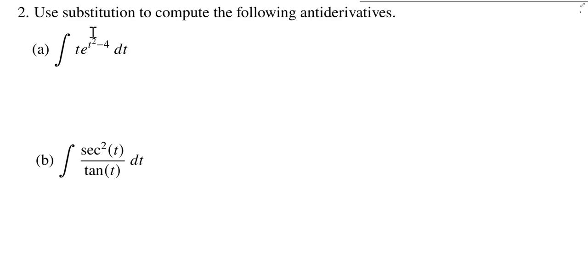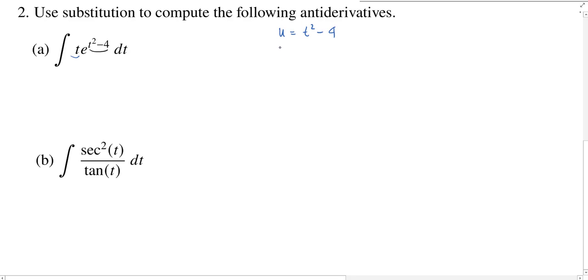When I look up here, I see a t squared minus 4, and I know that the derivative of t squared minus 4 is 2t. And I can see, well, almost a 2t, right? There's a t, but it's only off by a 2, and that's a constant. So that gives me the inspiration to make the substitution u equals t squared minus 4.